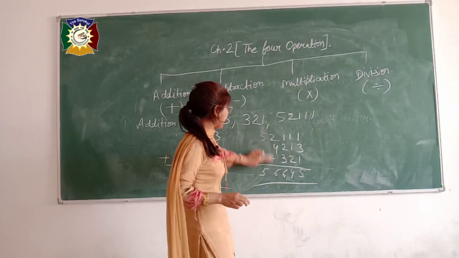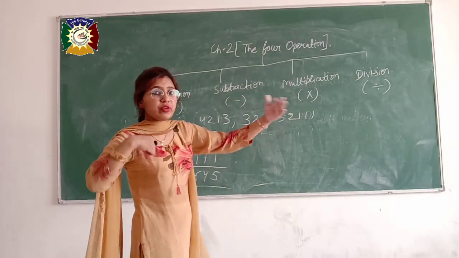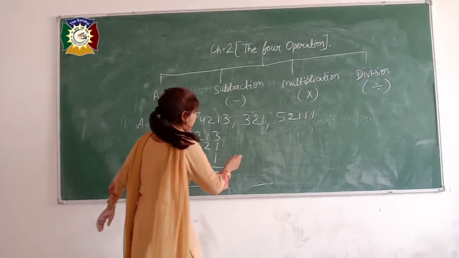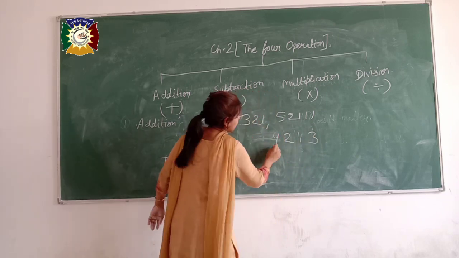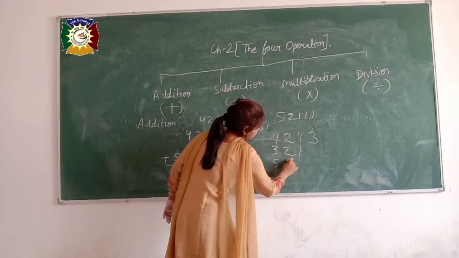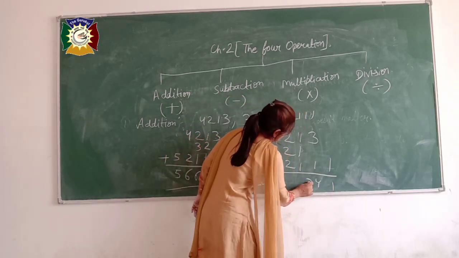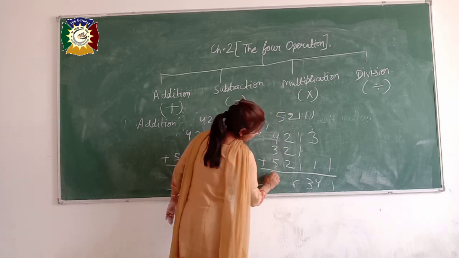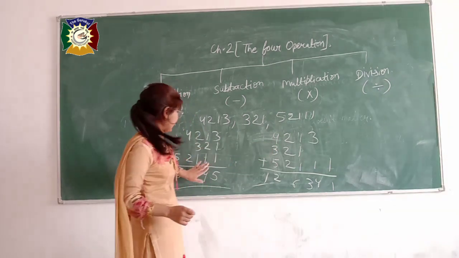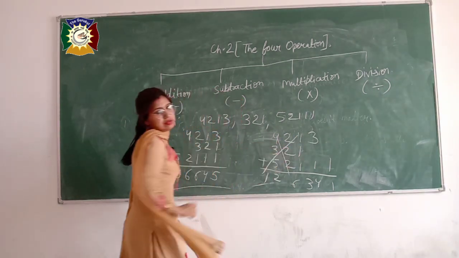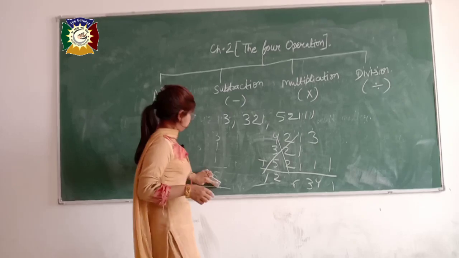Now, keep in your mind, many times it happens that students make mistakes while writing the numbers. In place of writing numbers from right to left, they write from left to right. Sometimes they write like this, 4, 2, 1, 3, and then 3, 2, 1 and then 5, 2, 1, 1, 1. And then they add like this: 1, 4, 3, 6, 9, 10, 12. This is totally wrong. Don't do this. Do it like this. Understand? Now, after doing addition, we will do subtraction.